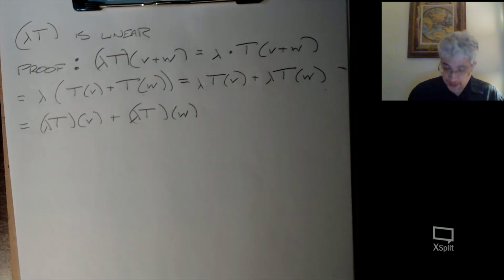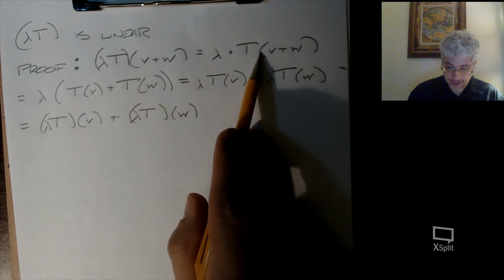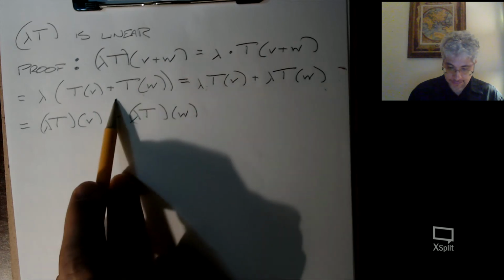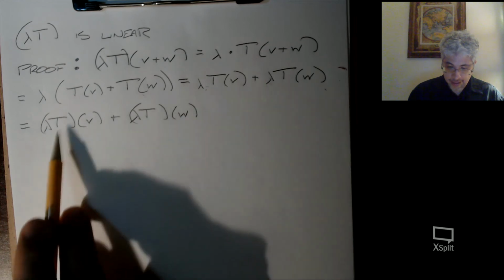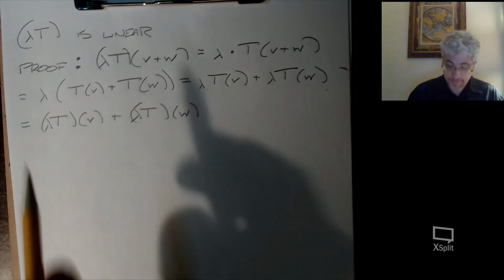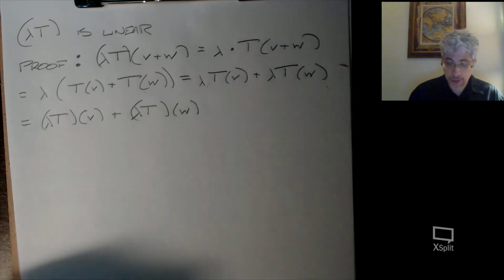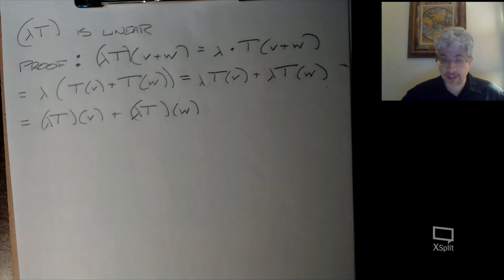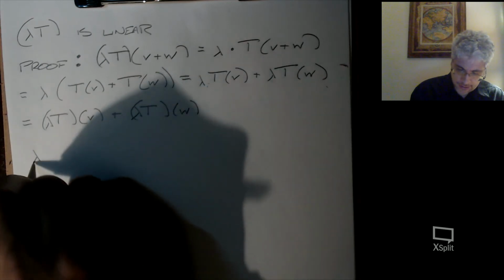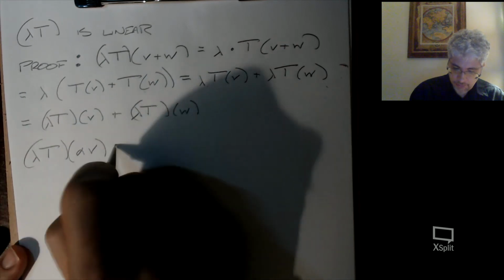So what did we do here? Well, we used the definition of lambda T. Then we used the fact that T is linear. That gave us this. Then we distributed that lambda, and then we just used the definition of lambda T again. That's just part of it. In order to complete the proof, we now want to show that we can pull out scalars. I do not want to use lambda in the same proof twice to mean the same thing, so let's use alpha for our scalar.